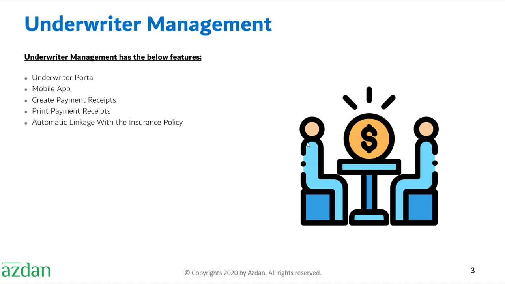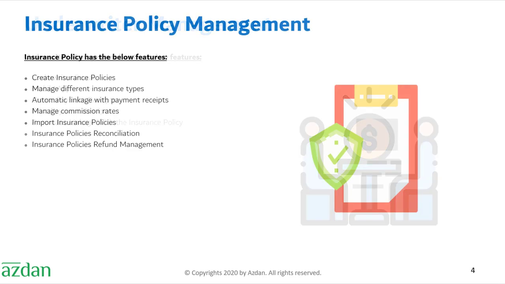The underwriter will have the ability to create the payment receipt and also to print it for the customers. Once the underwriter creates a payment receipt and the insurance policy is created on the system, an automatic linkage will happen between the insurance policy and the payment receipt.